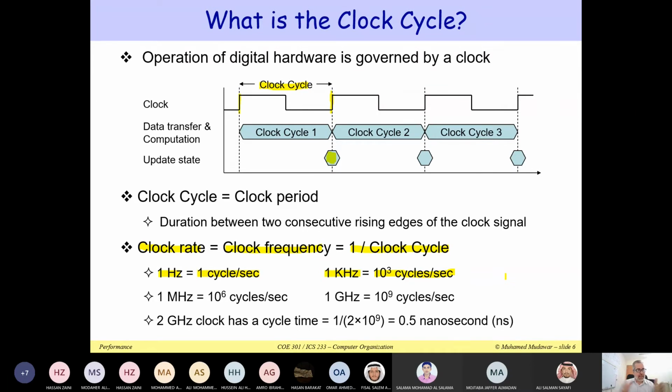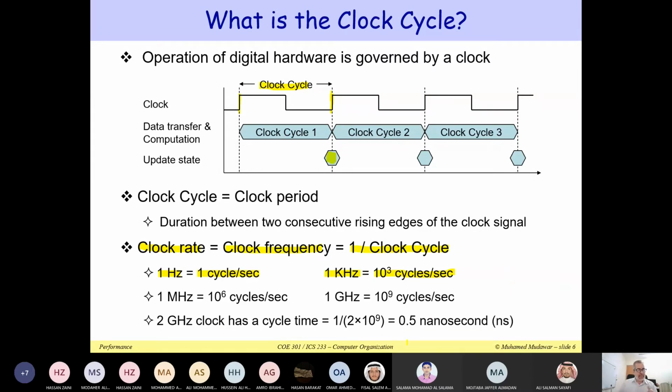Now, if you have 1,000 cycles per second, then the duration of one cycle will be what? What will be the duration of one clock cycle if you have 1 kilohertz? 1 millisecond. 1 millisecond, yes, thank you very much. So you have to reduce the cycle to 1 millisecond so that you have 1,000 cycles in each second.